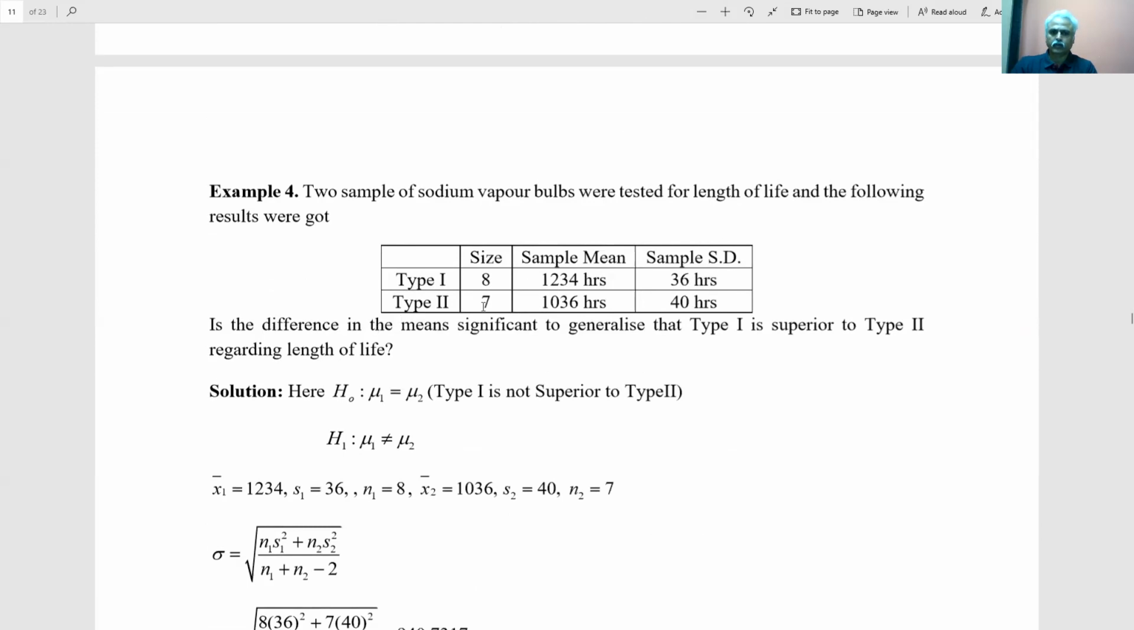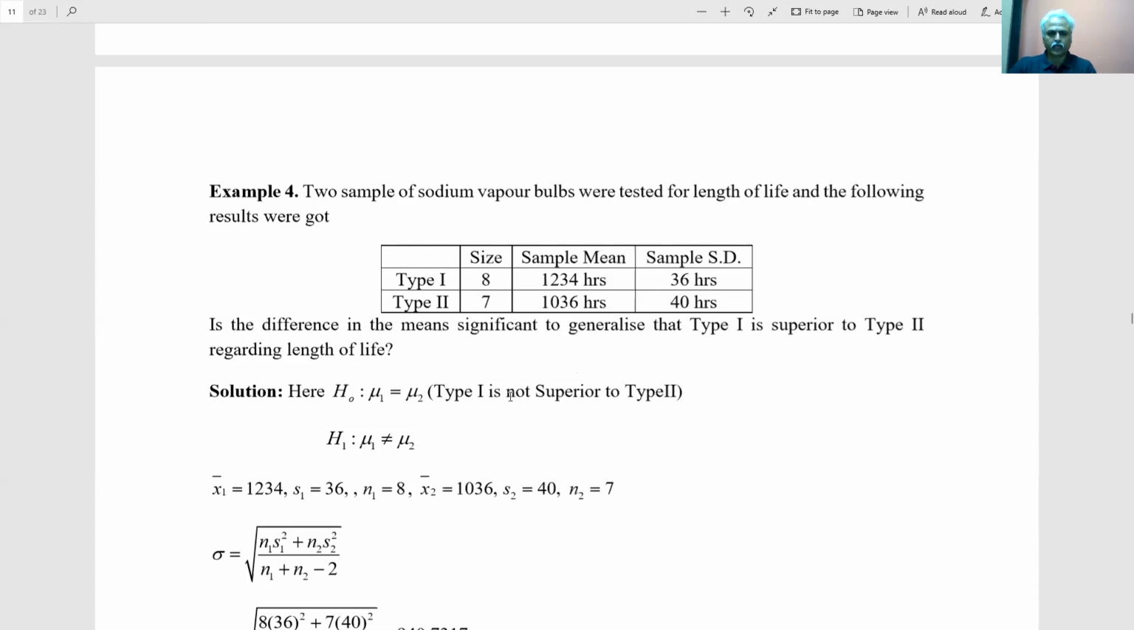Type 2, again sodium vapor lamps, where the second sample has 7 bulbs. Sample mean is 1036 hours with a standard deviation of 40 hours. Now the hypothesis you have to test is whether the difference in the means is significant. Can you tell that both samples are behaving differently, that is, type 1 and type 2 samples are different?